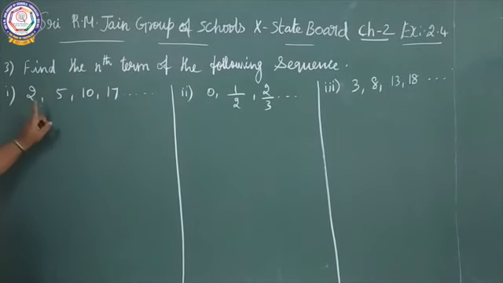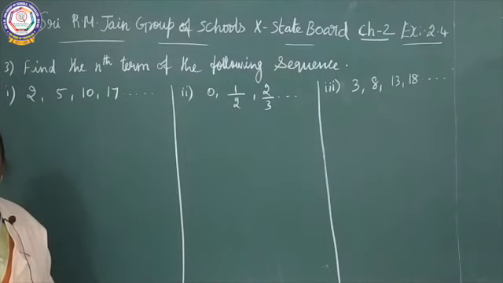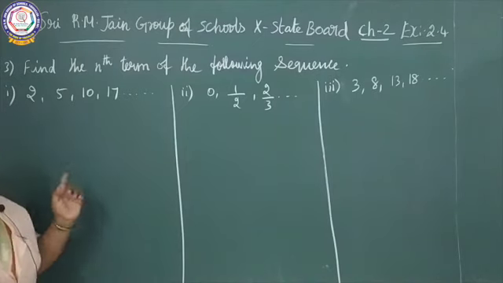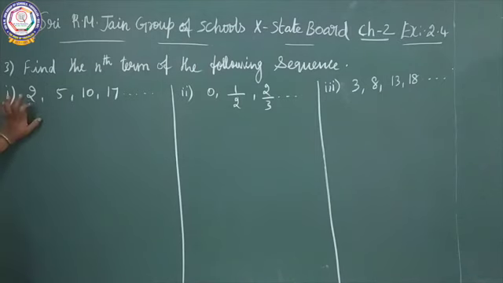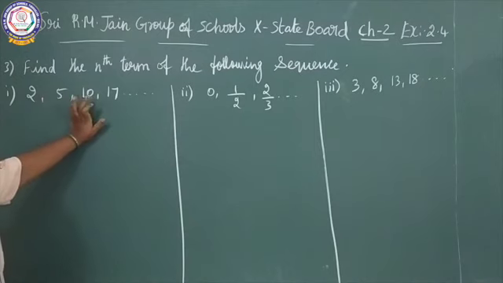See, find the nth term of the following sequence. You should find out the nth term. Previously, they have given the nth term. You should find out the value of the first 4 terms. But here, you have to find out the nth term of the sequence. See here, 2, 5. What is the difference? 3. 10, 5: 5 is the difference. 17, 10: 7 is the difference.